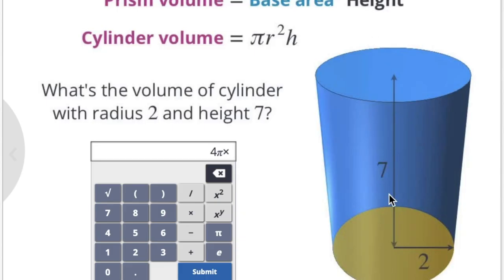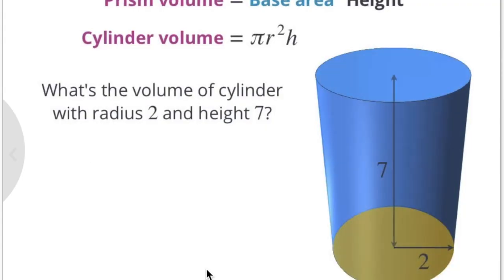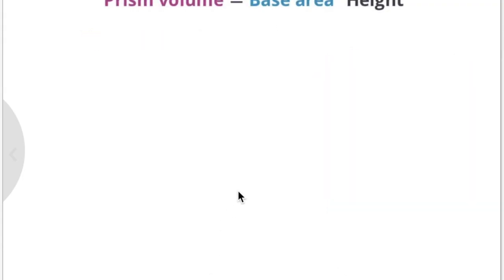Well, my height is 7. Now, I can reduce that because I know that the pi symbol is just my variable. So I can say 4 pi times 7 is really how many pi? 28 pi. And let's see if it counts it. Great work. Let's try one last problem.